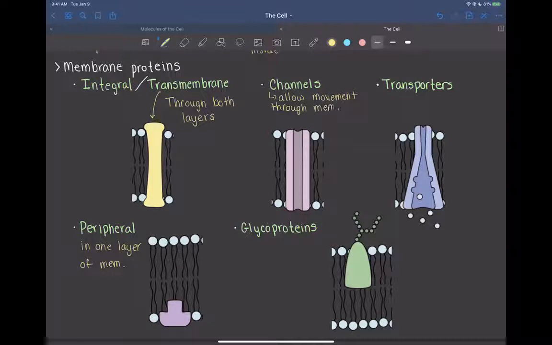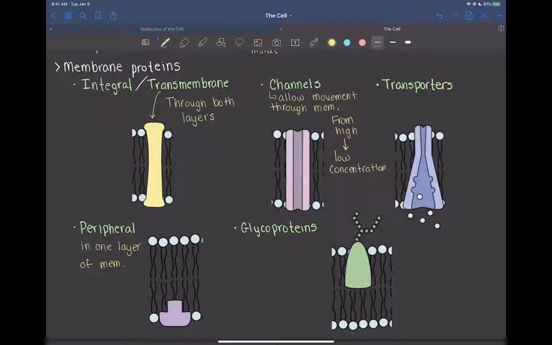And this movement is just going to be from high to low concentration. And that's specific for channels. So they allow movement of different molecules from high to low concentration.